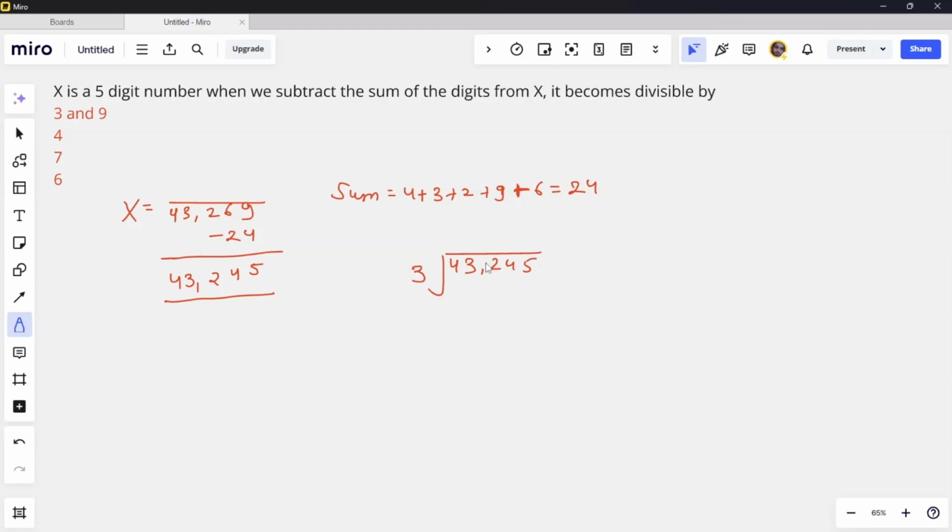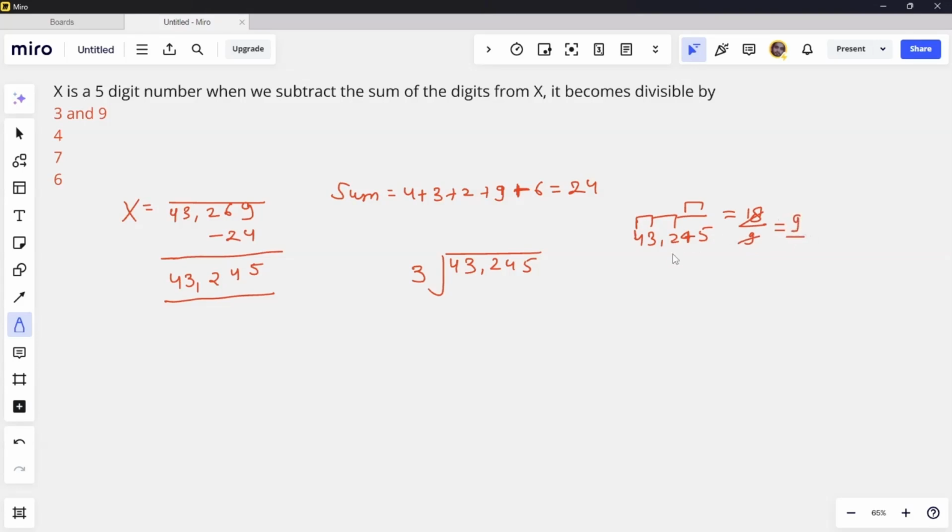I'm not dividing this number because I know the divisibility rule of 3. So I will simply check here if it is divisible by 3 or not. So 4 plus 3, which is 7, plus 2, 9, and 4 plus 5, 9, 9 plus 9 equals 18, and 18 is divisible by 9. It means it is divisible by 9.